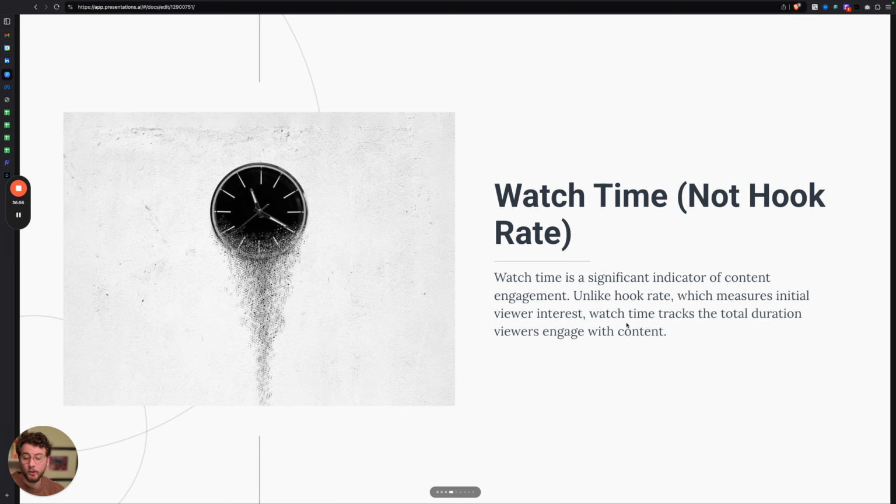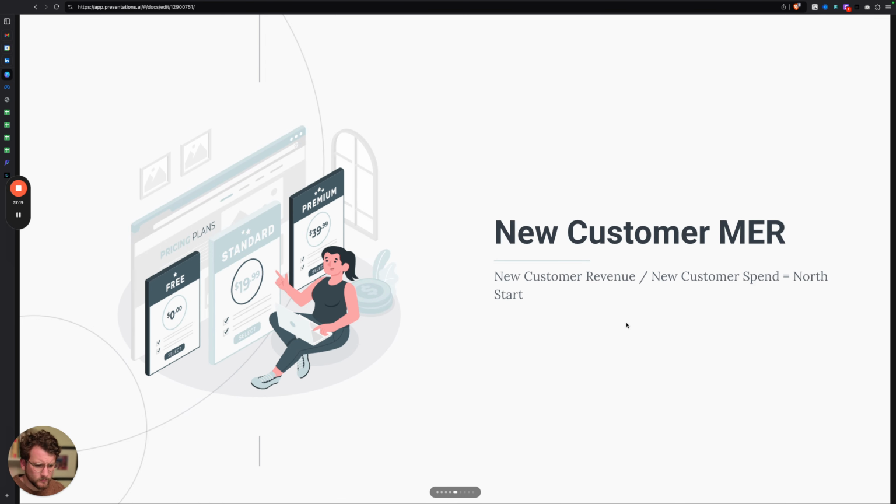If you have a terrible hook rate, you could probably work on it and improve it, but ultimately it's kind of a secondary metric and it's not something I'd really look at too much unless you're really getting into the weeds and trying to optimize. But first, the main goal is watch time. Then I try to get into hook rate a little bit more, but just don't do any kind of clickbait stuff. Okay. New customer MER.